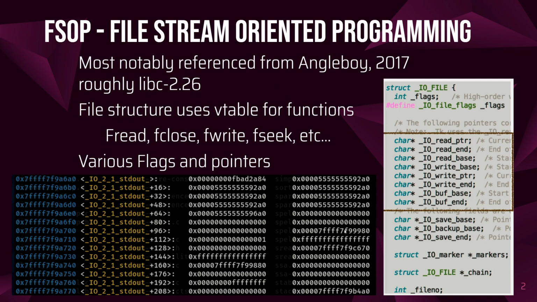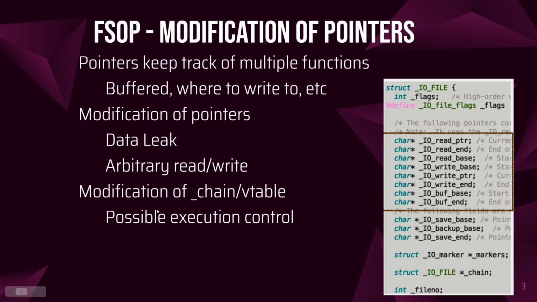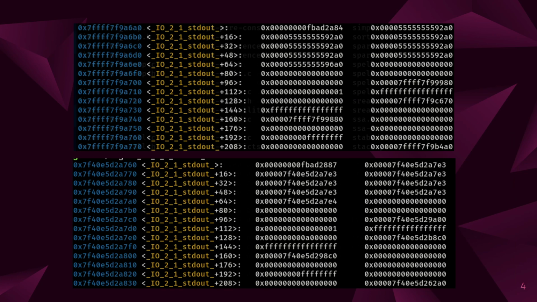And what this does, it points to the next file structure. So I think standard out points to standard in. Yeah, because it's backwards. So standard error points to standard out points to standard in, and then standard in points to nothing. But with the modification of the vtable or the chain, it's possible to get execution control, and it also depends on the libc version. I'll talk about that at the last slide.